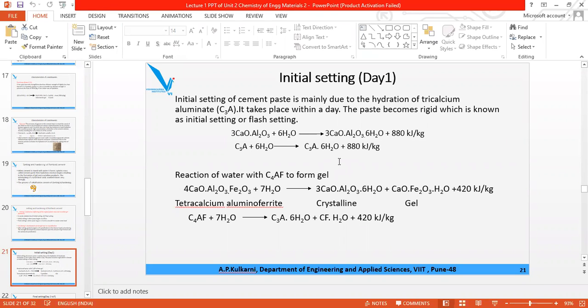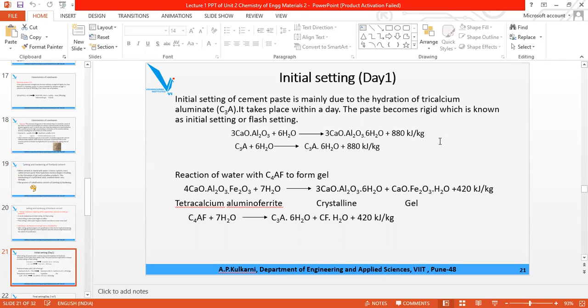This is initial setting, day 1; we have not yet added gypsum to the cement powder. Are you through? We have already done it. 6H2O here, 7H2O there: out of that 6 here, 1 here. Here all 6 are there, 880 kilojoule, and here 420 kilojoule, C4AF. The first two reactions we have already seen; it is a repetition.